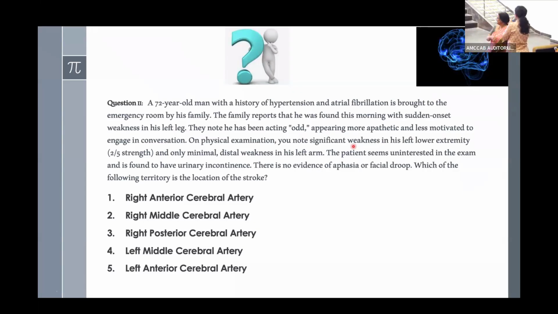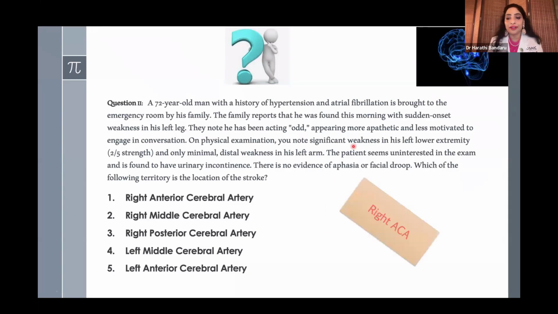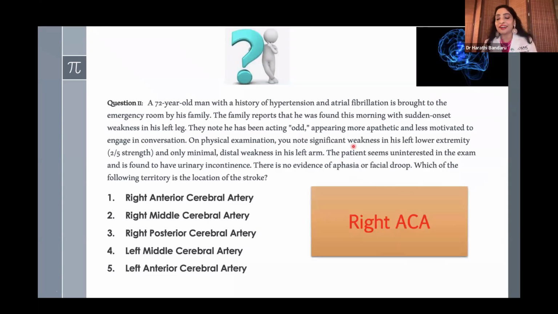Which arterial territory is involved? Right anterior cerebral artery. Oh wow! So you're really paying a lot of attention to the lecture. Congratulations. I don't know your name. My hearty congratulations. Yeah, Chandrika from 2K21 batch.